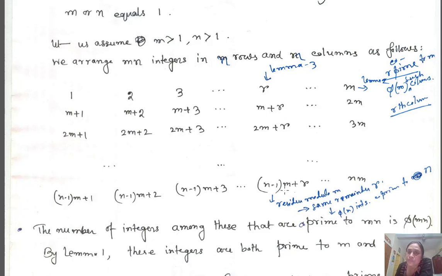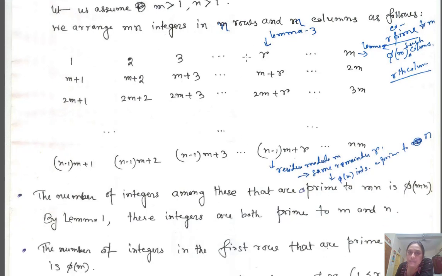Okay, so we get that this is essentially a complete residue system modulo n, and they will give the same remainder r when taken modulo m. So phi n. Out of them, phi n integers are co-prime to n.